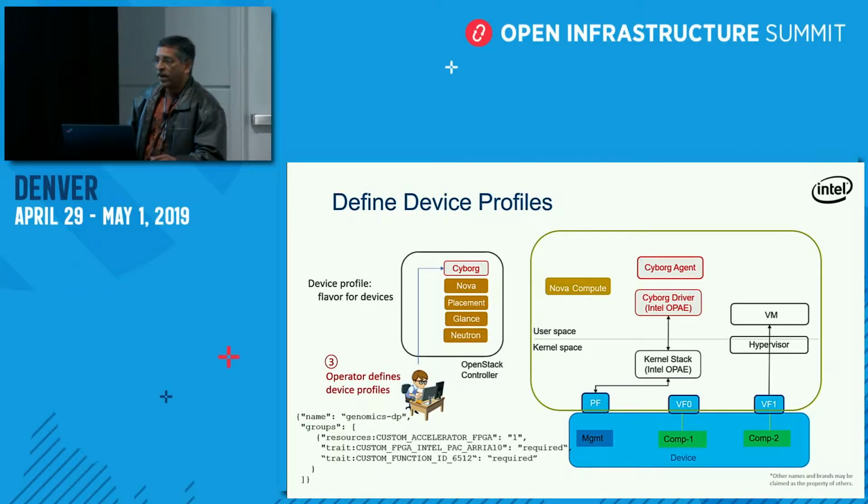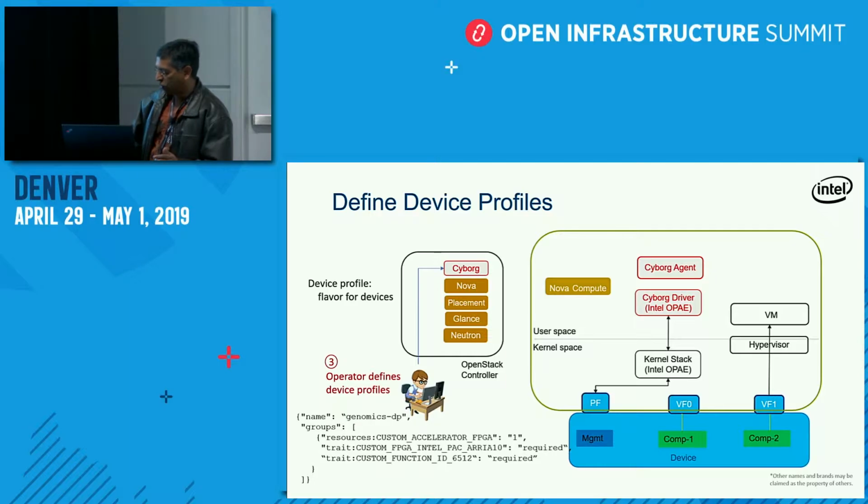The step after that is to define what we call a device profile. It's a newly introduced concept, which is analogous to a flavor for devices. You would define a flavor for CPUs, memory, etc. Similarly, you would define a device profile, like what's shown on the bottom of the screen, for devices. An example device profile would say, I want an FPGA with a particular device model with a particular function ID inside it. As things stand today, we're using IDs, and we hope to move to more readable names in the near future. Any questions so far?